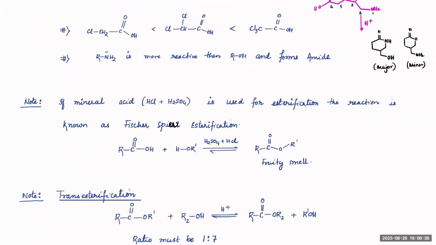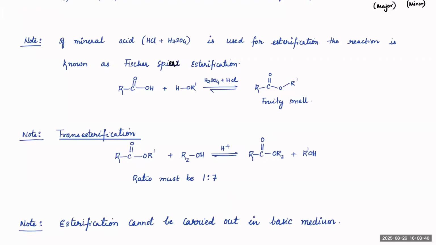Right. Next, if a mineral acid is mixed with H2SO4, imagine that instead of directly using H2SO4, we are using HCl with H2SO4. Then the name of the esterification is Fischer-Speier esterification.